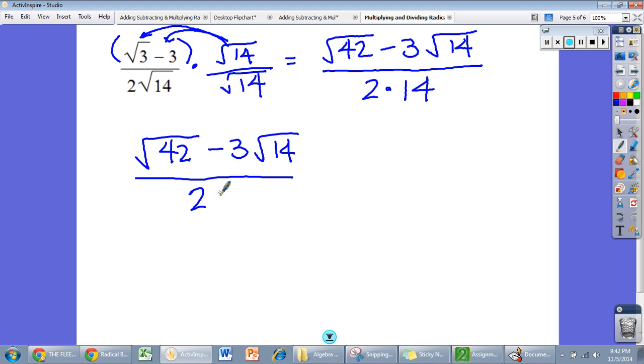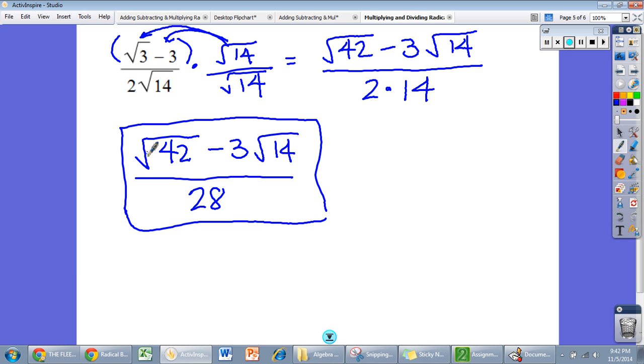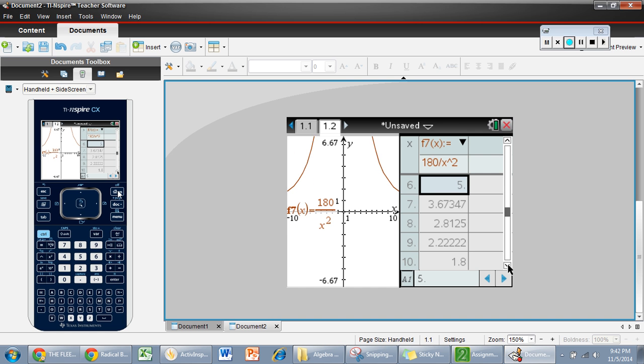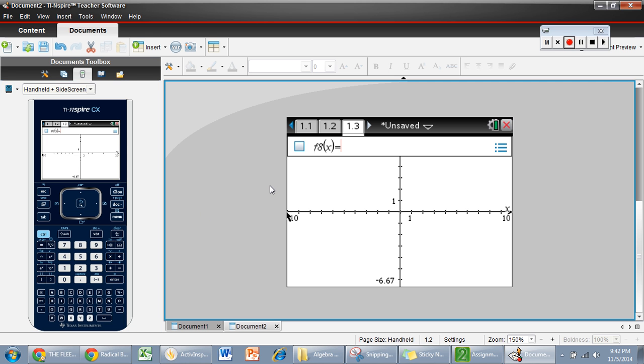is 28. This cannot be simplified. The square root of 42 cannot be simplified. Neither can the square root of 14. It's 7 times 2. None of those are a perfect square. So just make sure that your radicals are fully simplified. If we wanted to double check that square root of 42 in the calculator, feel free. Doesn't hurt to double check.